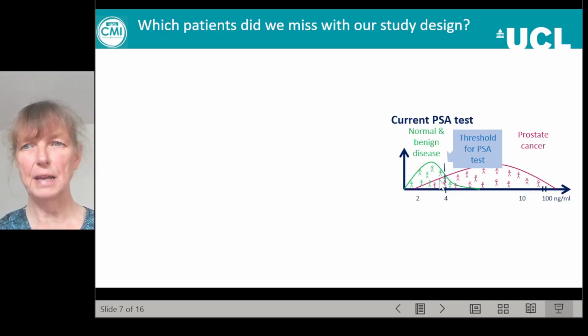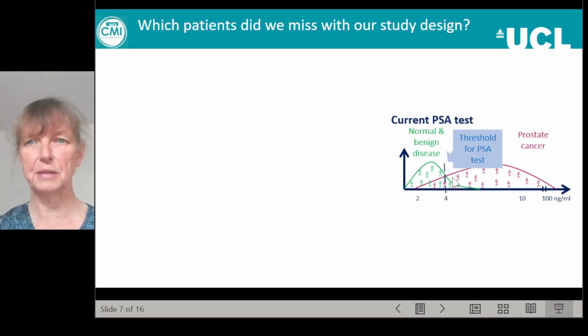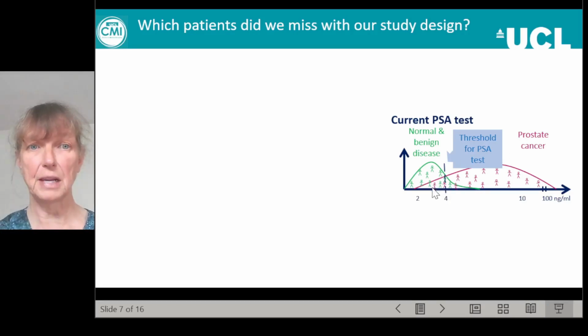And here in red, and little red men, is the distribution of the PSA values for the people who do have prostate cancer. And one thing to notice is that these two curves overlap. And so what we have to do is pick a threshold, and say, okay, we're going to call it a positive PSA test if it's above this threshold, and negative if it's below. And what we can see here is that there are some red men who actually do have cancer who've got a PSA below 4, and they're going to get a false negative result. And we've got some green men who've got a result above 4, and so they're going to get a false positive result, even though they don't have cancer.